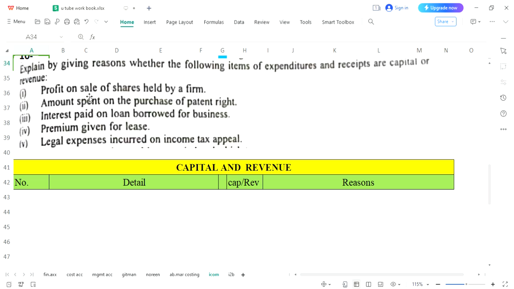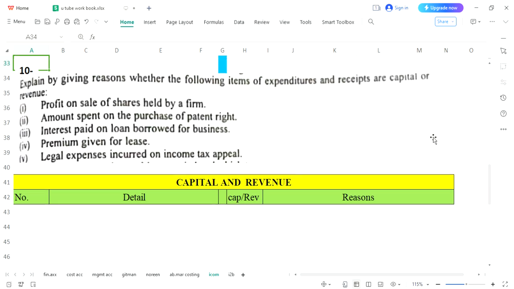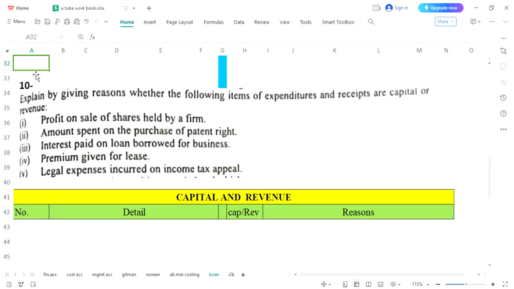Today's target is to solve question number 10, and the chapter we are related with is capital and revenue. As usual, 5 entries are given, their details would be put over here. Then we will decide whether it is capital or revenue. Finally, the reason would be put. We are very open to start our question.